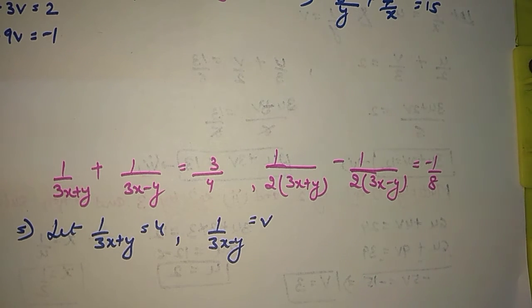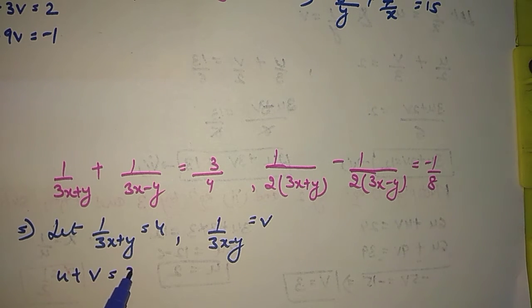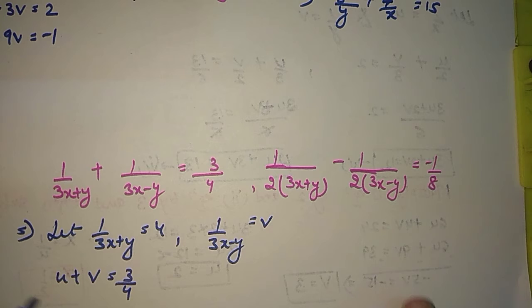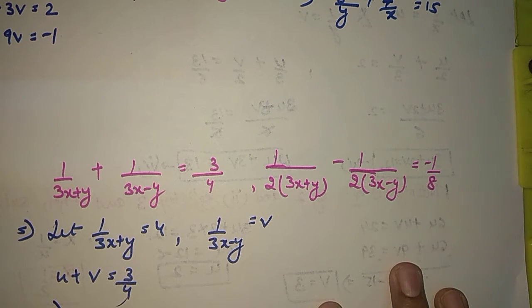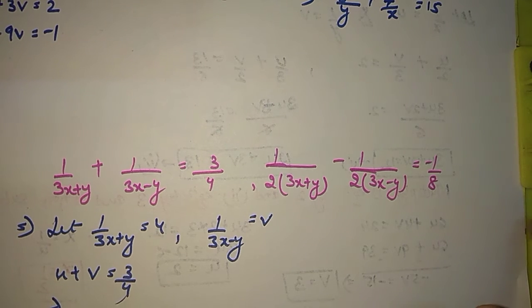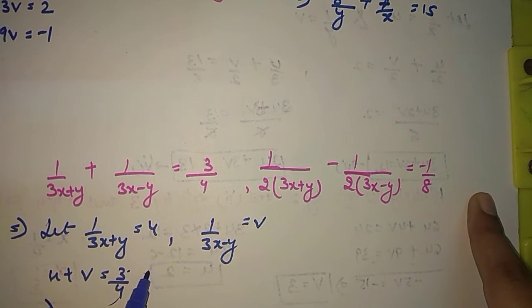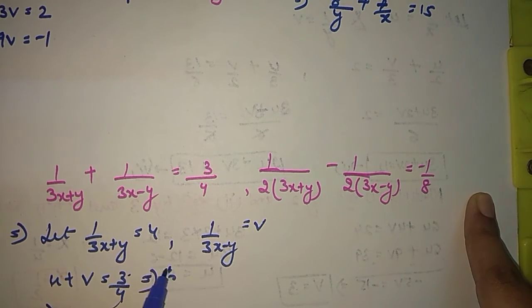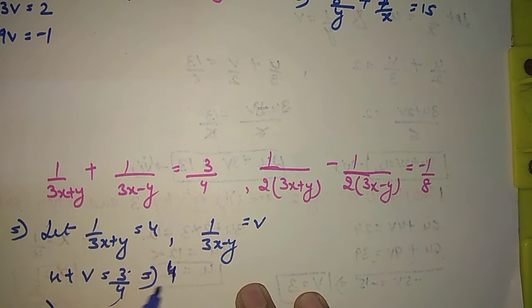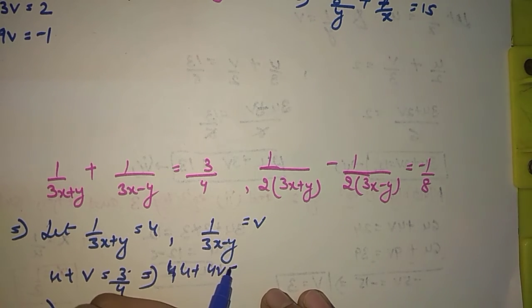Then we have equations as u plus v is equals to 3 upon 4, which implies on multiplying 4 with left side we have 4u plus 4v is equals to 3. So this is our first equation.